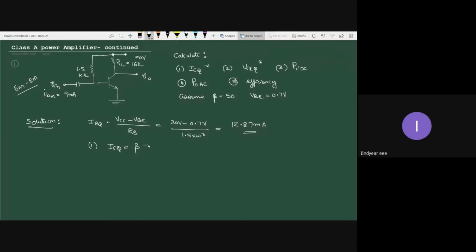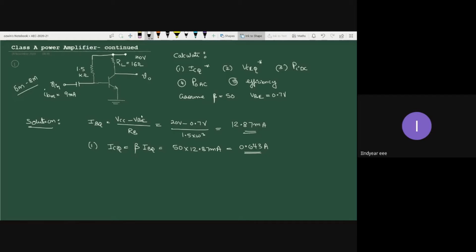ICQ is beta times IBQ, so that's 50 times the base current value. Okay, and that is 643.5 milliamperes or 0.643 amperes. See, you can clearly observe in your small signal transistor, the base current used to be in the range of microamperes, and your collector current usually used to be in terms of milliamperes.